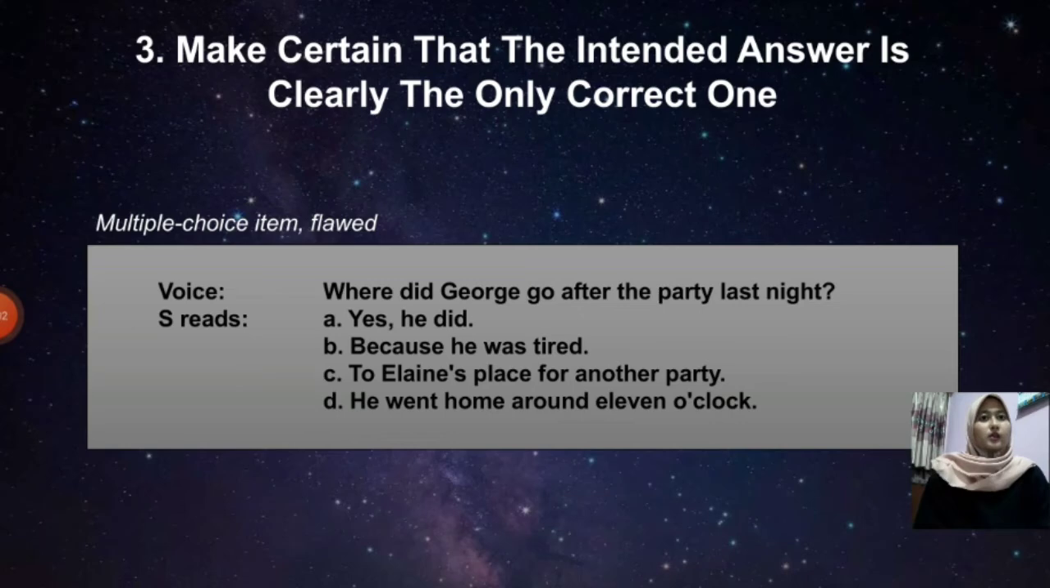Okay. 3. Make certain that the intended answer is clearly the only correct one. Multiple-choice item, flawed. Voice: Where did Georgie go after the party last night? And she reads: A. Yes, he did. B. Because he was tired. C. To align plans for another party. D. He went home around 11 o'clock.